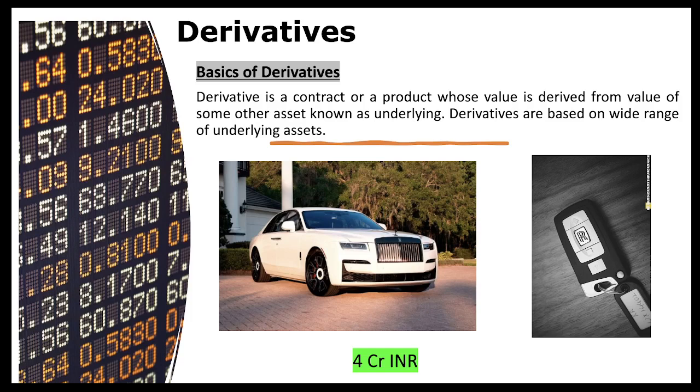For example, can we say this car key is worth 4 crore? The car is for 4 crore, I can understand, I have this huge car. But in a way, can we say this key is also worth 4 crore? Yes, we can say that this key is worth 4 crore. How? This key is deriving its value from the Rolls-Royce Ghost car. So this key is a derivative and the Rolls-Royce is the underlying asset.